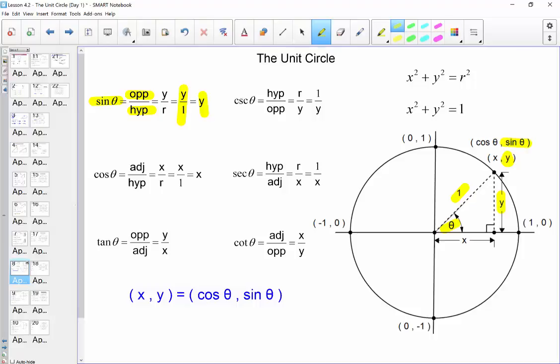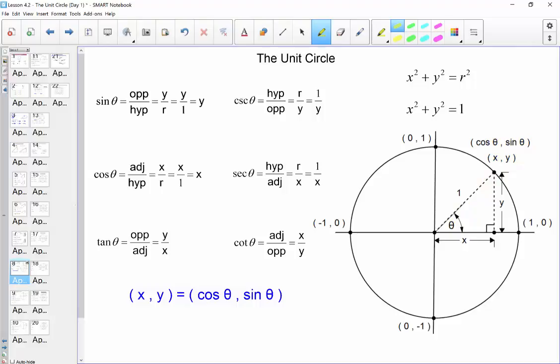I'll say that again because it's so important. In our blueprint at the bottom, the coordinate y, where angle theta intersects the unit circle, is also equal to the sine of theta. So again, the coordinate x, y, where angle theta intersects the unit circle, is equivalent to the coordinate cosine theta, comma, sine theta, where cosine theta equals x and the sine of theta equals y.